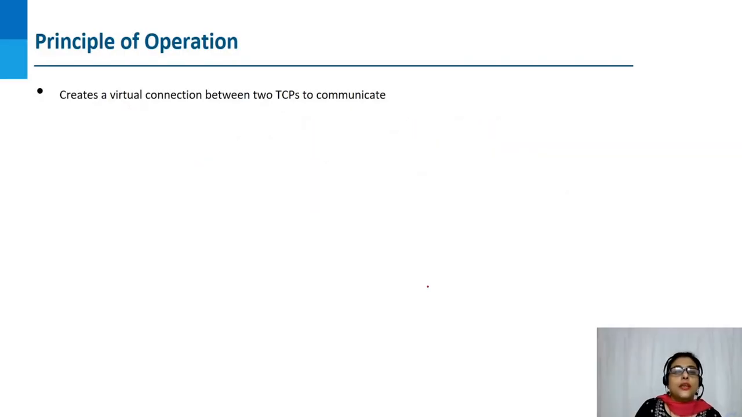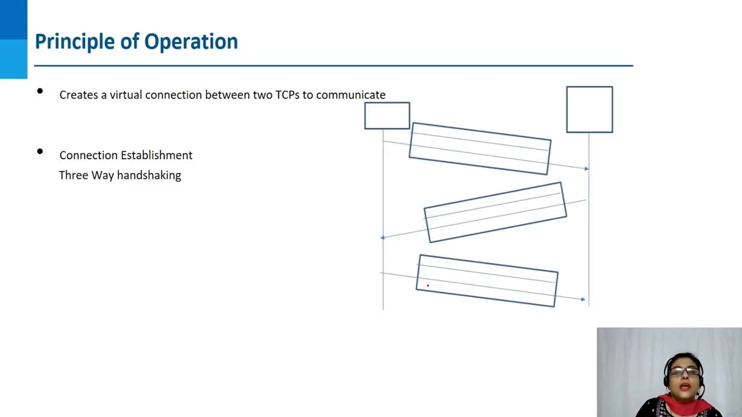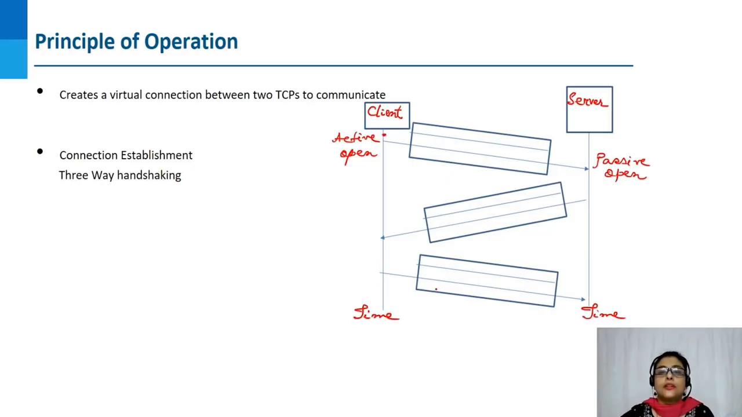Now this TCP communication takes place in 3 steps. Number 1 is connection establishment by three-way handshaking. So let us see how the connection establishment is done by three-way handshaking. Let's consider that we have a client process working in this area and a server process working in this area. So the client process must have an active open TCP connection, and the server process must have a passive open TCP connection. What is the meaning of this?